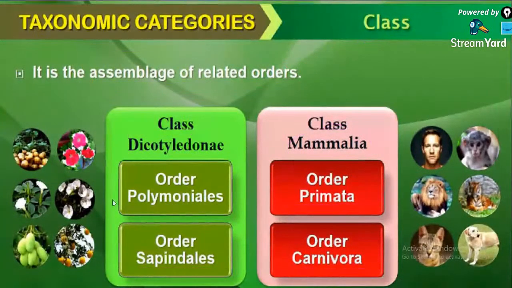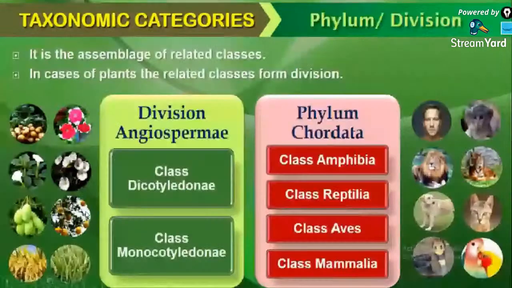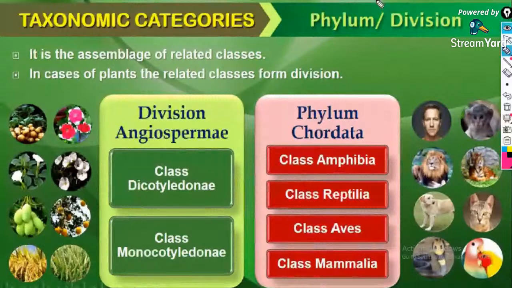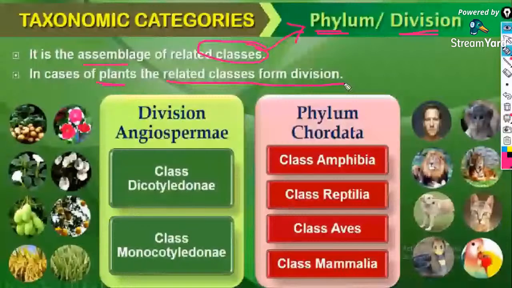Phylum, you can group some more organisms together. Phylum is used in the case of animals, and division in the case of plants. An assemblage of related classes constitutes a phylum or division. In plants, the related classes form a division, and in animals, the related classes form a phylum. I hope it is clear.